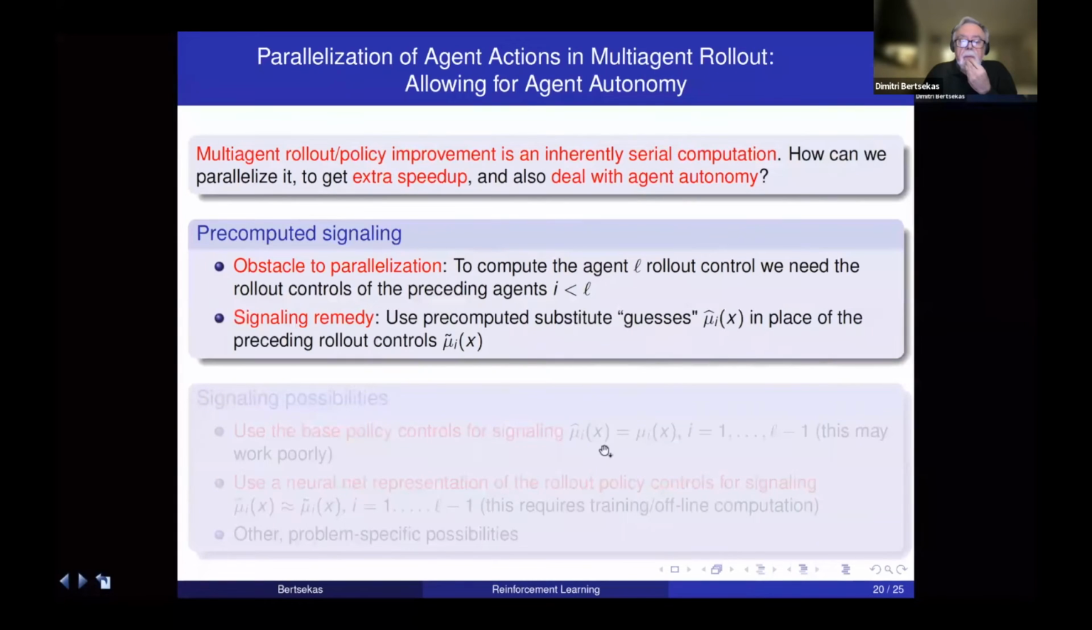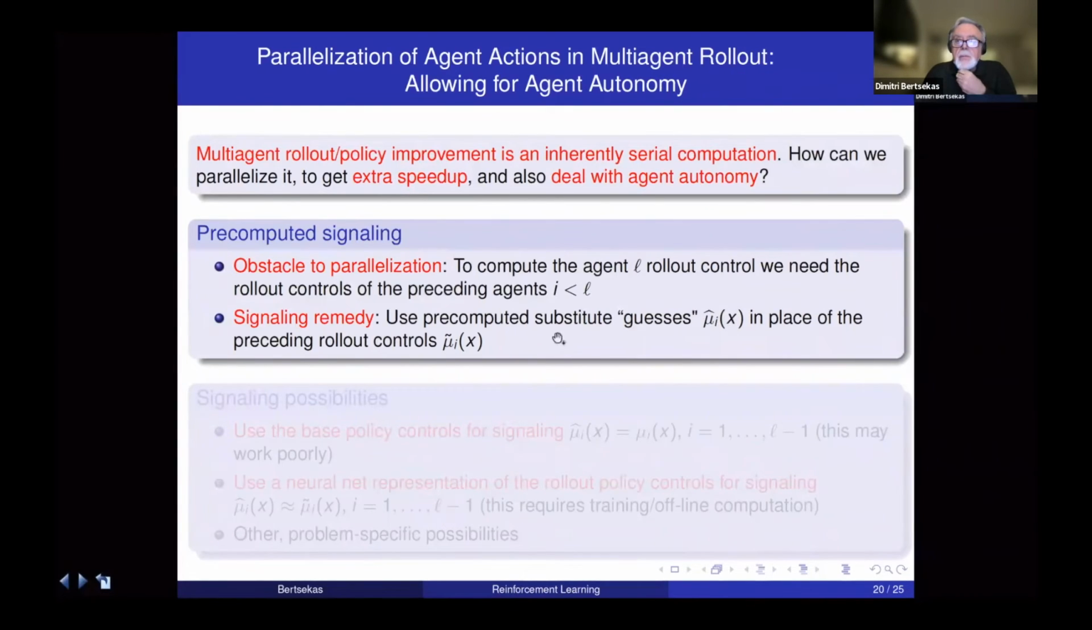Now, the idea here to remedy this is to use pre-computation. Pre-compute the rollout controls and use guesses, these mu hats, in place of the preceding rollout controls. Do some pre-computation and figure out what are the rollout controls, roughly, that the multi-agent rollout algorithm would apply at state X, and give them to the agents so they don't have to wait to hear from the other agents in applying their own controls. They use these mu hats in place of the mu tildes.